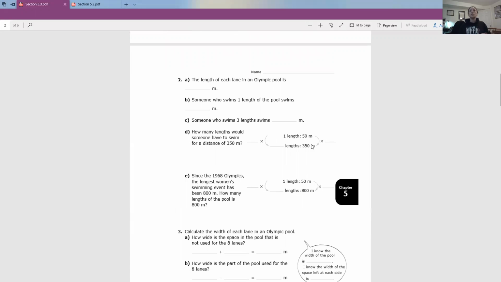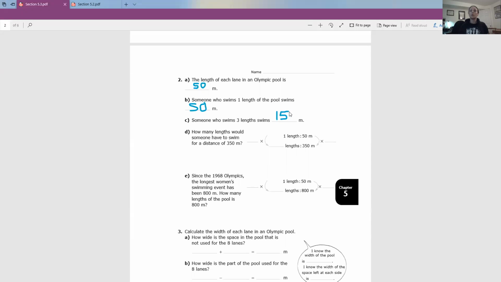Okay. So the length of each lane of an Olympic pool is 50 meters. Okay, so every lane, if you're swimming back and forth, each lane is 50 meters. So if someone hops in the pool and swims the length, they have swam 50 meters. Now, if they swim 3 lengths, there, back, and there again, 50, 100, and 150.